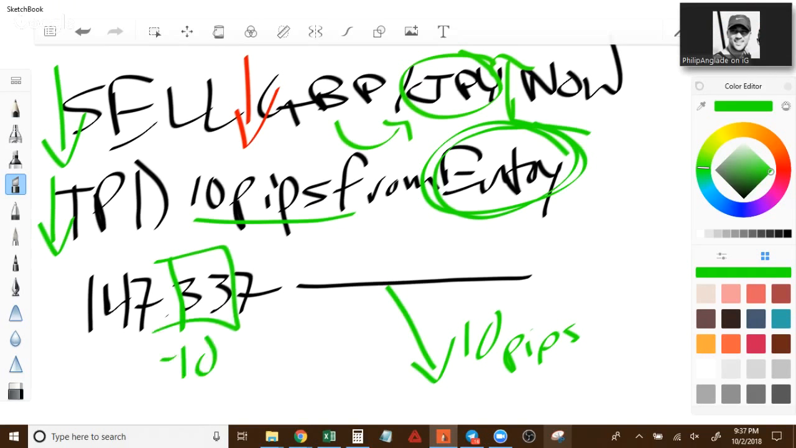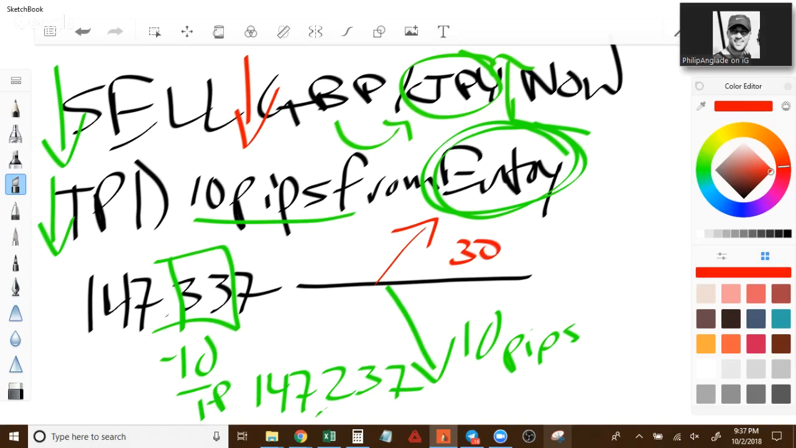Subtract 10 this time: 147.237. That's our take profit. Our stop loss, again, I'm picking some random number. Let's say 30 pips. So what I'm going to do now is add 30: 147.637. Then I'll take these numbers right here, and from there, I'll just put them in my phone.